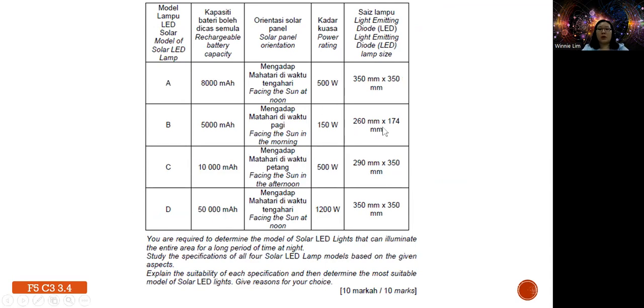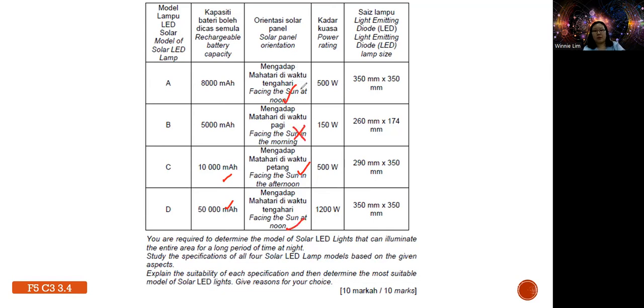Okay, so of course, the solar lamp, the idea is you have the capacity to store charge, right? And then when you need it, you use it again, correct or not? So of course, the more you're able to store, the better it is. So among 8,000, 5,000, 10,000, 50,000, of course, 50,000 is the best. And where should you locate your solar panel, the orientation? Of course, you should face the sun at noon, when you will have more sunlight. Yeah, you always do like that.